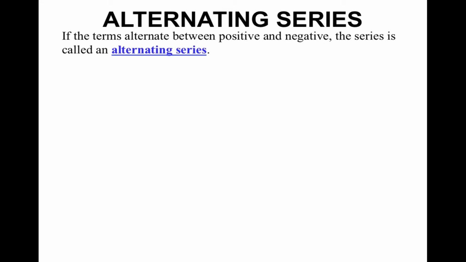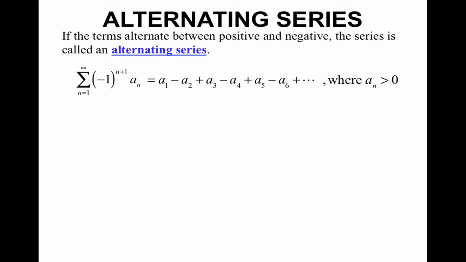So an alternating series is if the terms alternate between positive and negative. Then we say that the series is an alternating series. So usually the series will have some multiple of a -1, such as this one. So that means that it would alternate between positive, negative, and so on. And of course, where a sub n has to be greater than 0.